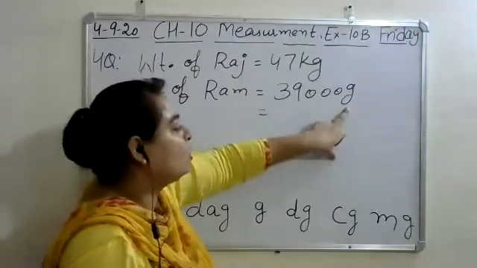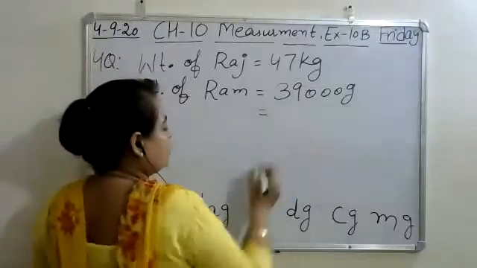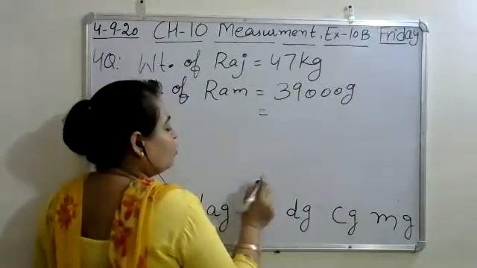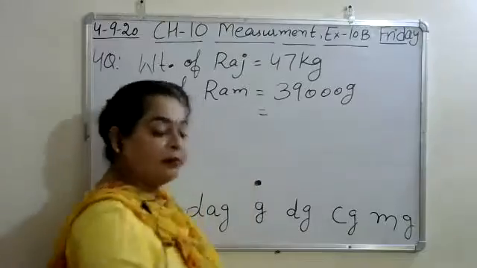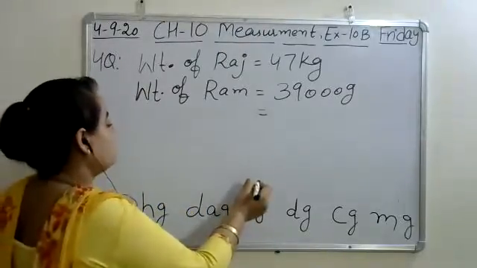Now tell me, how can you convert this gram to kilogram? This is gram. Gram means you are here. Now how can you convert this gram to kilogram? By divide. Yes. How many jumps?